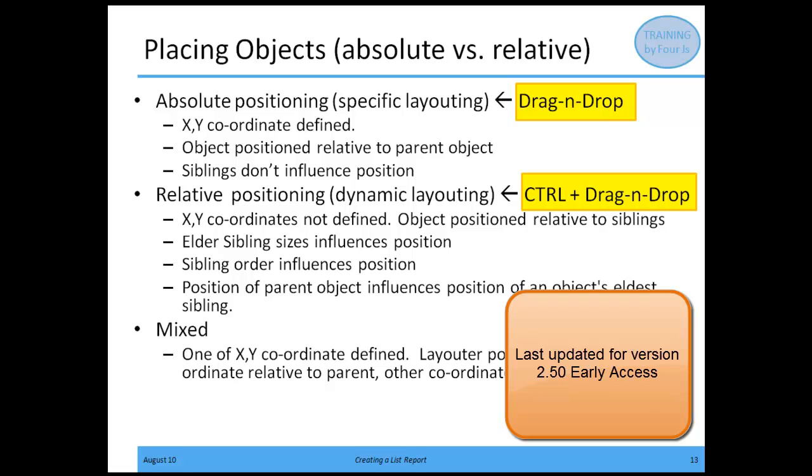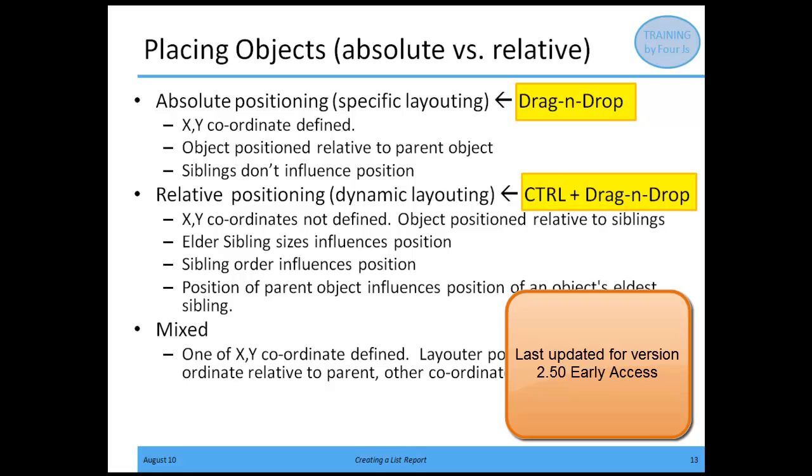Relative positioning is frequently used when you're designing a list or a row of data where you want one field to immediately follow the preceding field within that parent container. So if that preceding field size changes, you want the relatively positioned sibling to move out a little to make room for that elder sibling's size change. If you want to use relative positioning, you're going to hold down the control key while you drag and drop the item from either the toolbox or from the data view onto your work area.